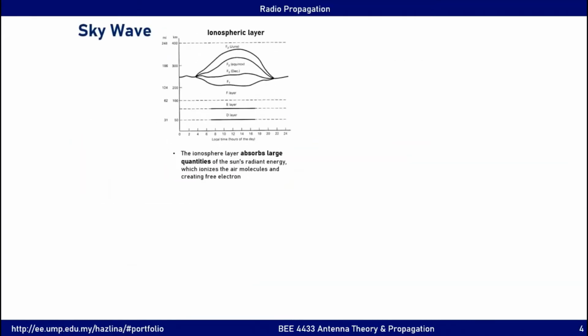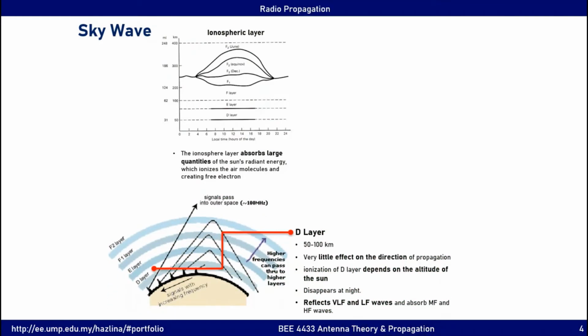The sky contains ionospheric layers that absorb large quantities of the sun's radiant energy and ionize the air molecules, creating free electrons. The three layers of the sky waves begin with the D layer. It is approximately between 50 to 100 km above the Earth's surface. This layer has little ionization. It has very little effect on the direction of propagation of radio waves. The amount of ionization in the D layer depends on the altitude of the sun above the horizon. This layer disappears at night.